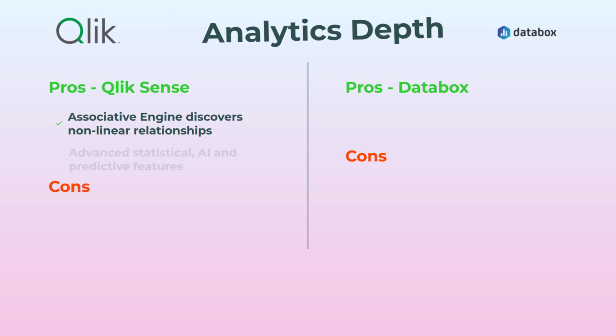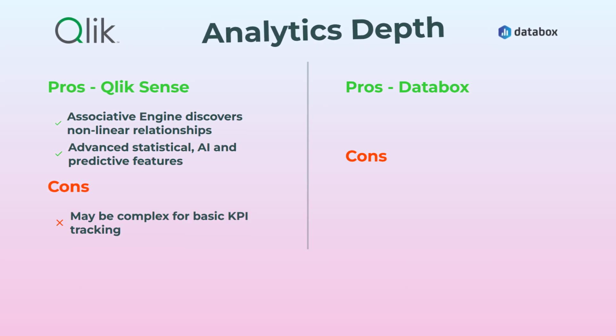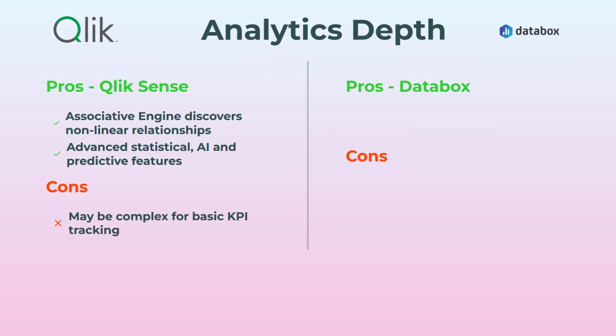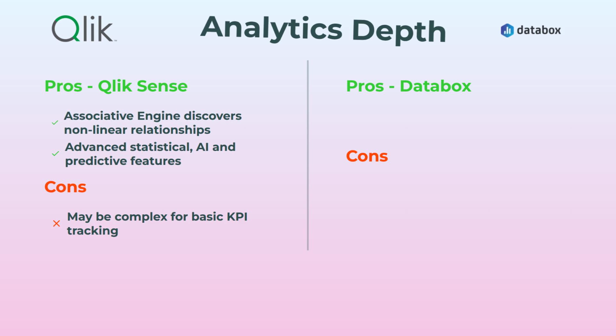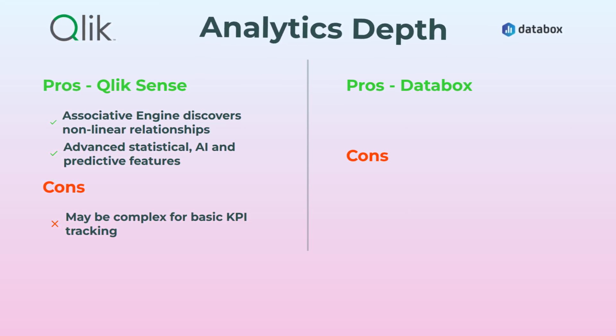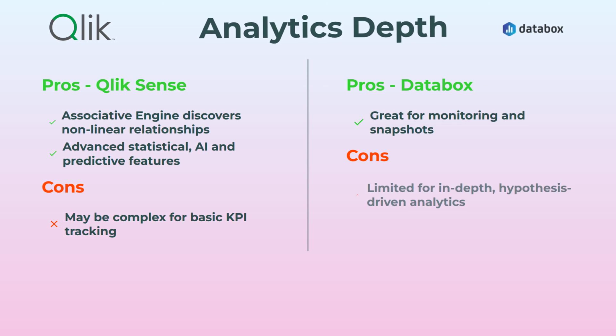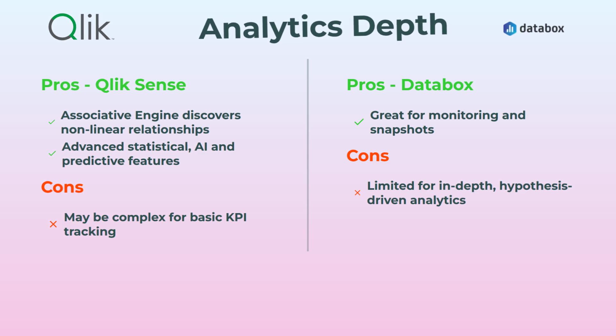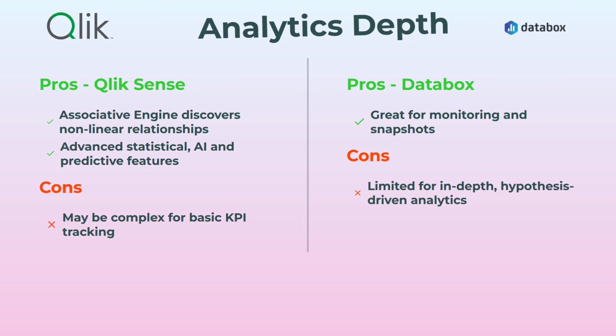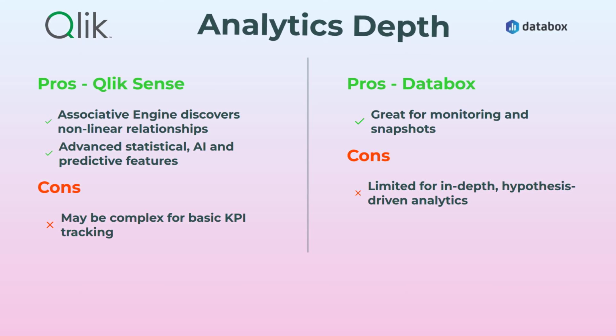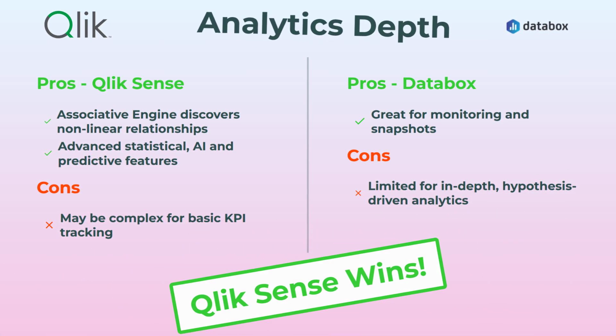Analytics depth. This is where things get pretty nerdy. Qlik Sense uses its associative engine to uncover all these non-linear relationships, and you get advanced stats, AI, predictive features. Basically, if you want to unleash your inner data scientist, Qlik's the one. Downside, of course, it's maybe a bit much if all you want to do is keep an eye on basic KPIs. Databox is awesome for monitoring, keeping tabs on those key metrics. But for really deep analysis, it's just not in the same league. Qlik brings home the win here.